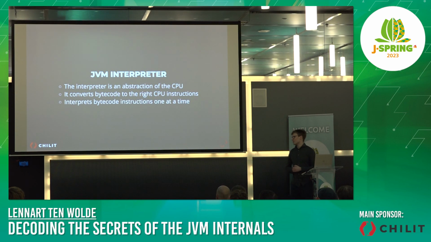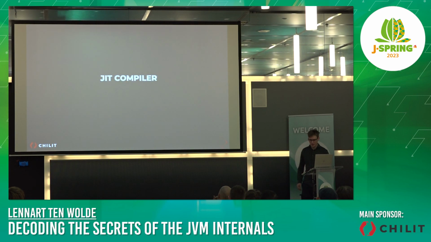An important thing to know about the interpreter is that it interprets these instructions one at a time. So it will look at each instruction, check what it has to do, and then execute that change. And this results in somewhat reduced efficiency, which is why many scripting languages that also rely heavily on interpreters are also a bit slower. And to solve this problem, Java includes a just-in-time compiler.